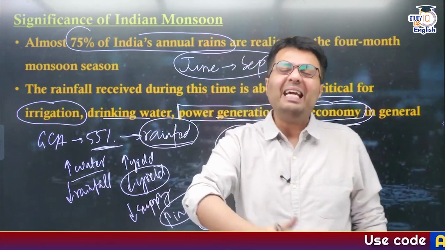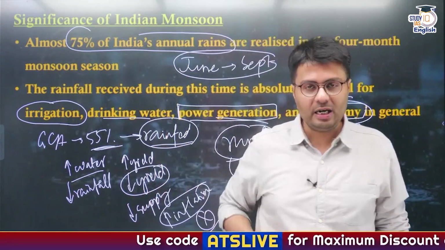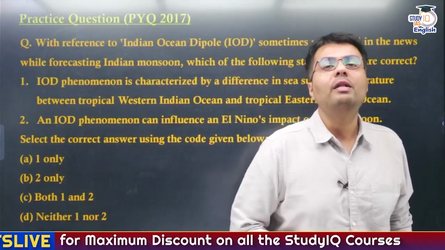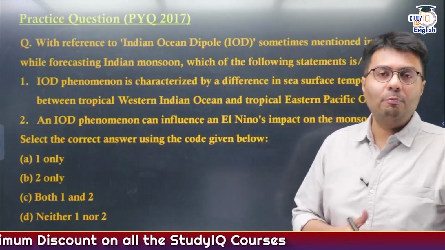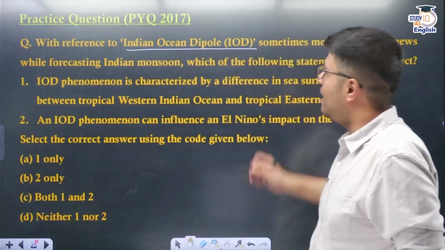So this is why understanding monsoon is important, and that is why the forecast that was given by IMD was covered in every newspaper. It was covered on the front page of The Hindu and on the front page of the Indian Express. And also such questions related to weather phenomena have appeared in the prelims. Case in point, this PYQ of 2017 which appeared on the Indian Ocean Dipole.